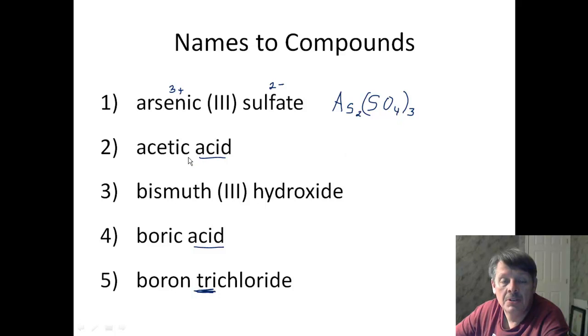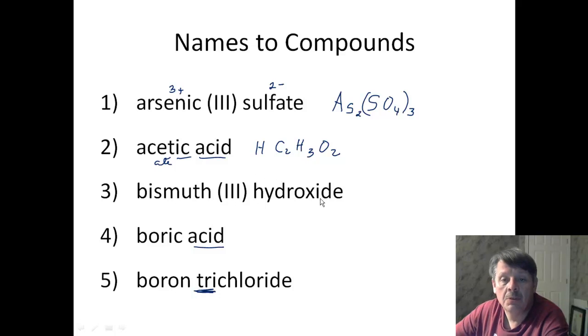Alright, how about acetic acid? Well, if it's an ic acid, that means I'm looking for acetate. And acetate is C2H3O2, and it's an acid, so I have to put a hydrogen in front of it. And acetate has a 1- charge, so that means I only need 1 hydrogen.